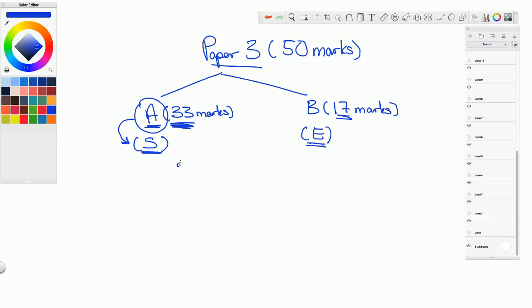And for this paper 3, if you can score section A, for example, 27 and above, because everything is given already.